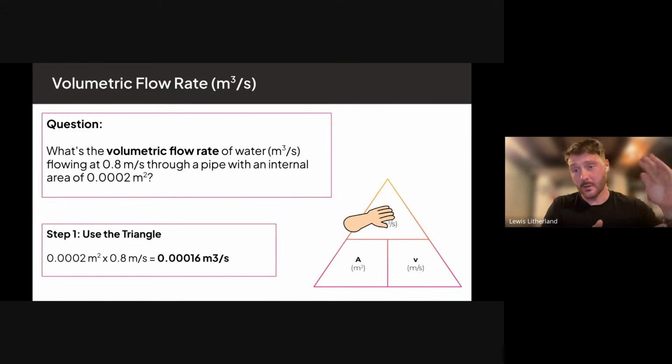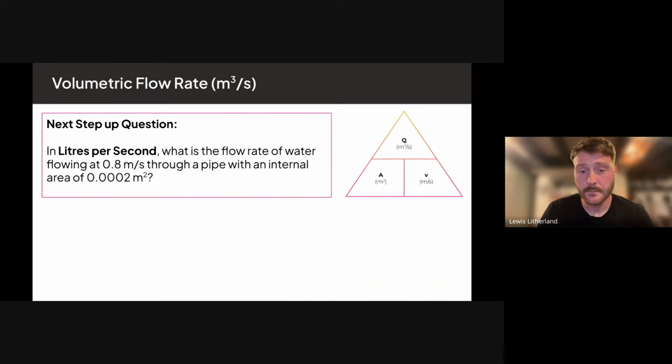As Stevie said, cover that one up. You've got area multiplied by velocity. That's going to tell you what your flow rate is in meters cubed per second. So it's 0.0016 meters cubed per second. Okay. But again, that was straightforward once you understand the triangle, once you've sorted out your SI units.